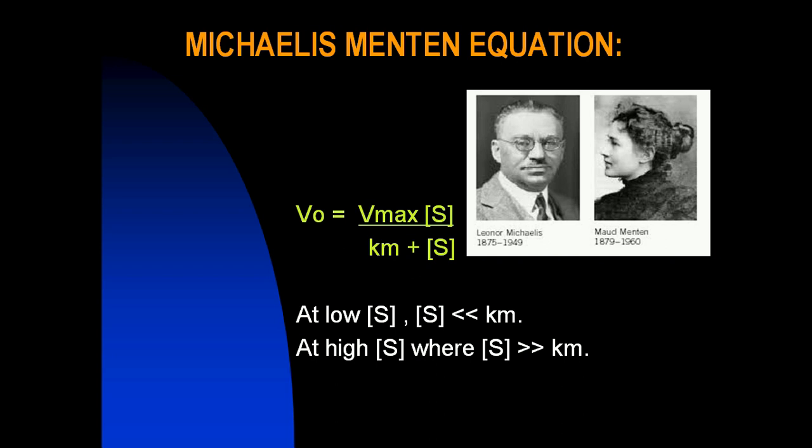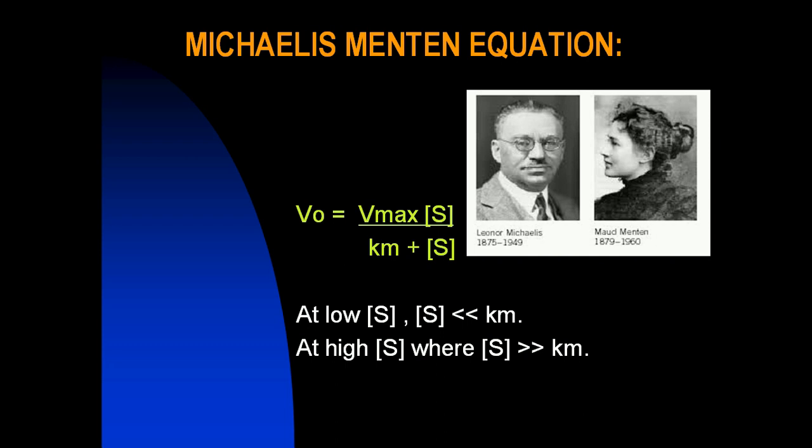Michaelis and Menten derived an equation that describes how the reaction velocity varies with substrate concentration. It is represented by V naught equals Vmax times the concentration of substrate over Km plus the concentration of substrate, where V naught is the initial velocity, Vmax is the maximum velocity, Km represents the Michaelis constant, and S represents the concentration of substrate.